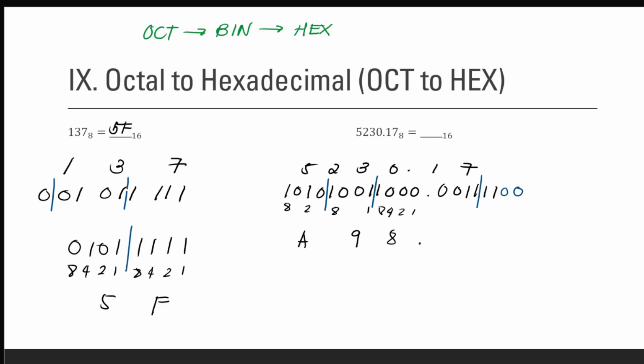So we have point. So this is 1, 2, 4, 8. So that is 3. Then we have 1, 2, 4, 8. So we have 8 plus 4 is 12. Then 12 is equivalent to C in hexadecimal. So therefore, our answer is A98.3C base 16. Okay? So, ayan. This is our answer.